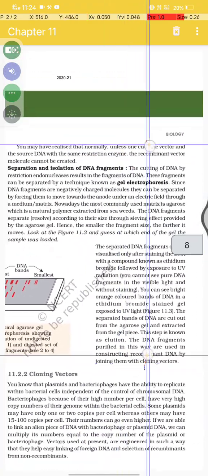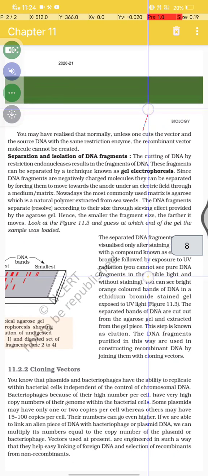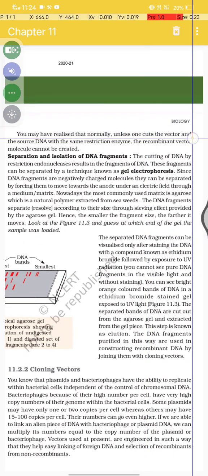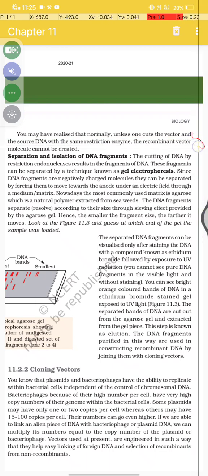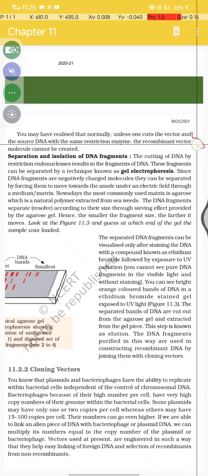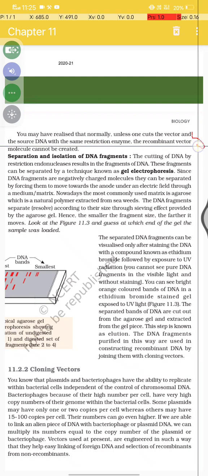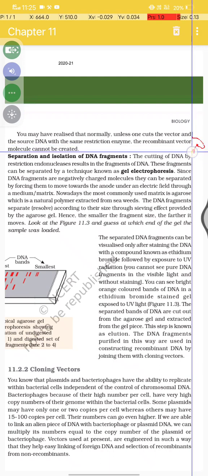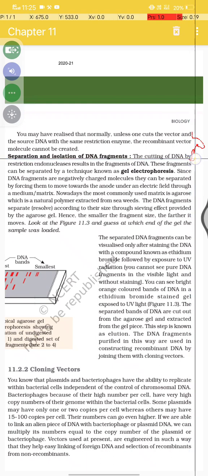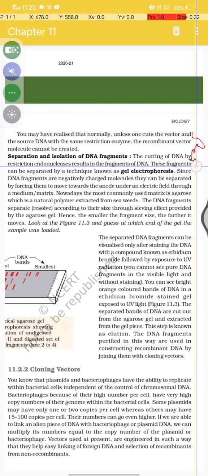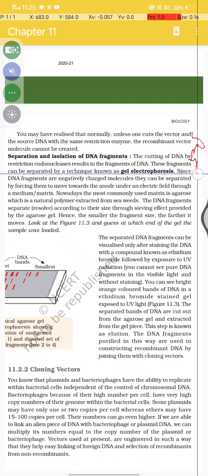Now starts. You may have realized that normally, unless one cuts the vector and the source of DNA with the same restriction enzyme, recombinant vector molecules cannot be created. Separation and isolation of DNA fragments: the cutting of DNA by restriction endonuclease results in fragments of DNA. These fragments can be separated by a technique known as gel electrophoresis.